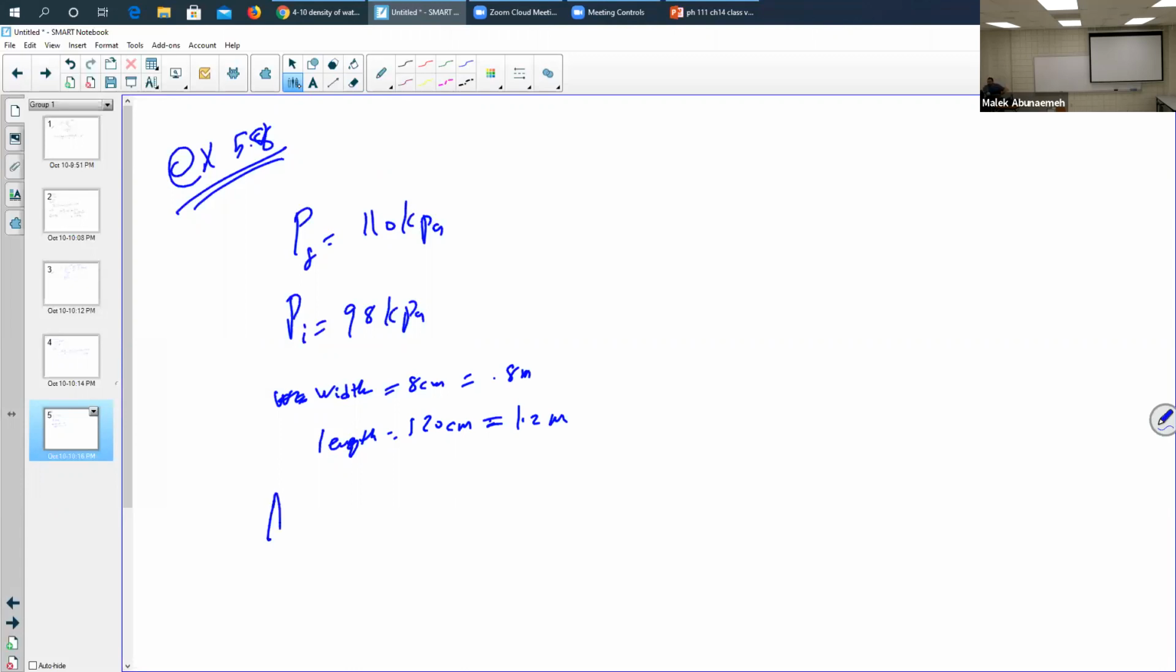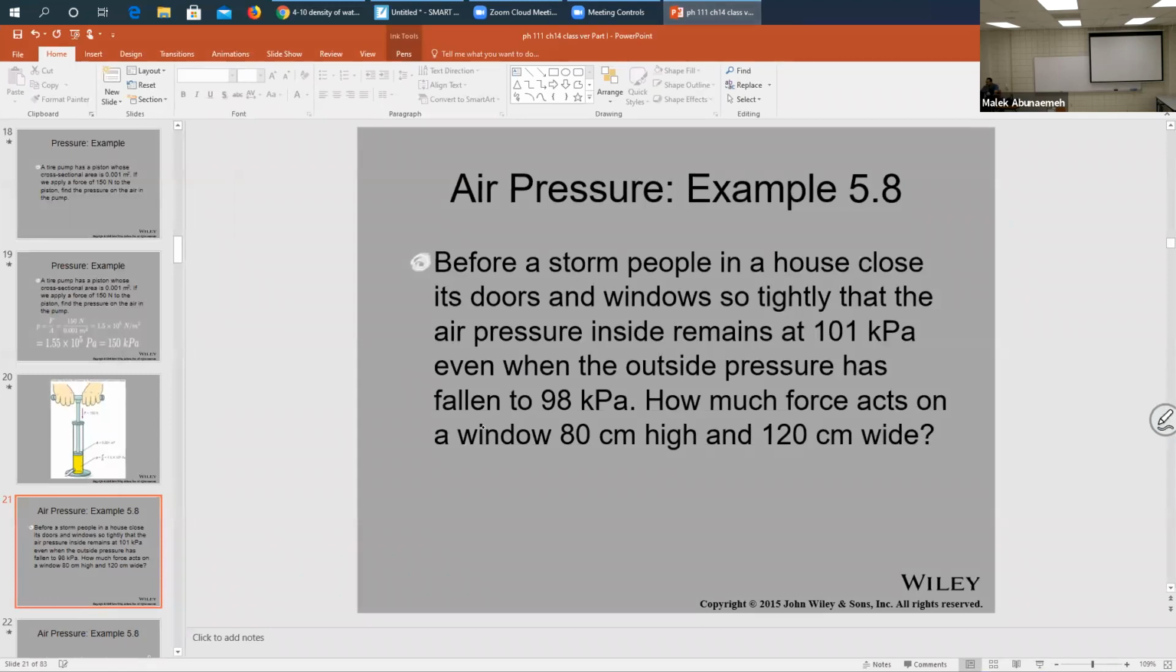That means your area, which is your length times your width, equals 0.8 multiplied by 0.12. So it's 0.96 meters squared. And we need to find the force, how much force acts on a window. So we need to find the force.